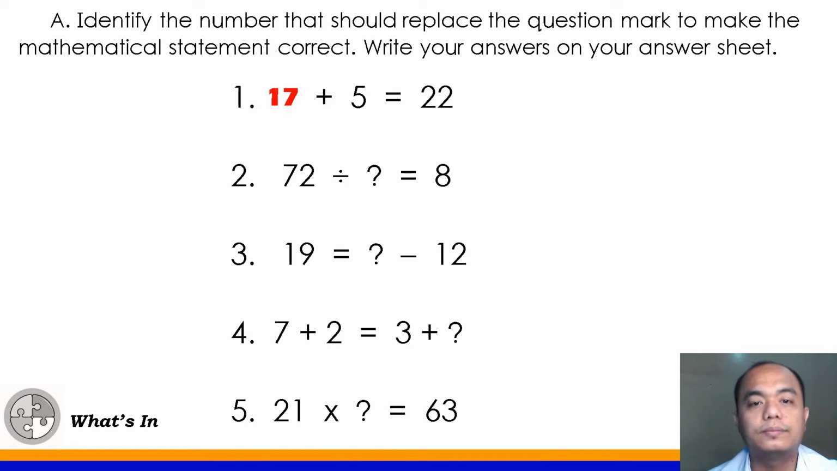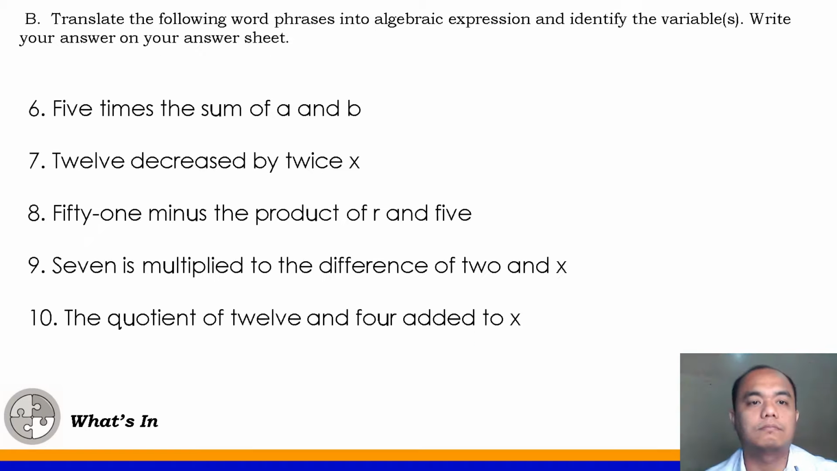Number 2, 9. 72 divided by 9 equals 8. Number 3. Correct. It's 31. 19 equals 31 minus 12. Number 4, 7 plus 2 equals 3 plus 6. Very good. And number 5, it's 3. 21 times 3 equals 63.